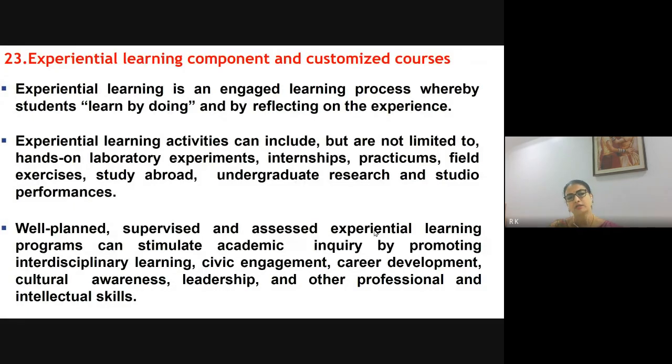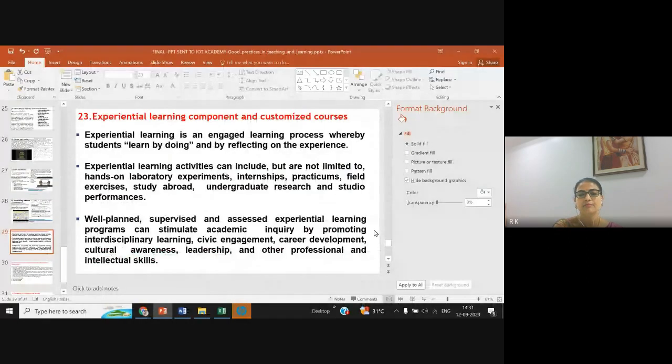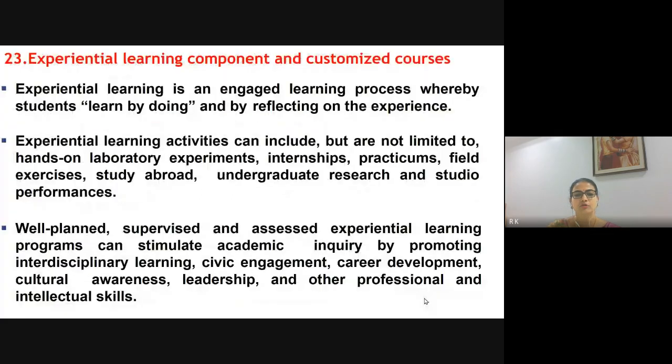The 23rd method is called experiential learning component and customized courses. Experiential learning is an engaged learning process whereby students learn by doing and reflecting on the experience. Activities can include hands-on laboratory experiments, internships, practicums, field exercises, study abroad, undergraduate research, and studio performances. Well-planned, supervised, and assessed experiential learning basically leads to the career development of the students. So it's a wonderful method.